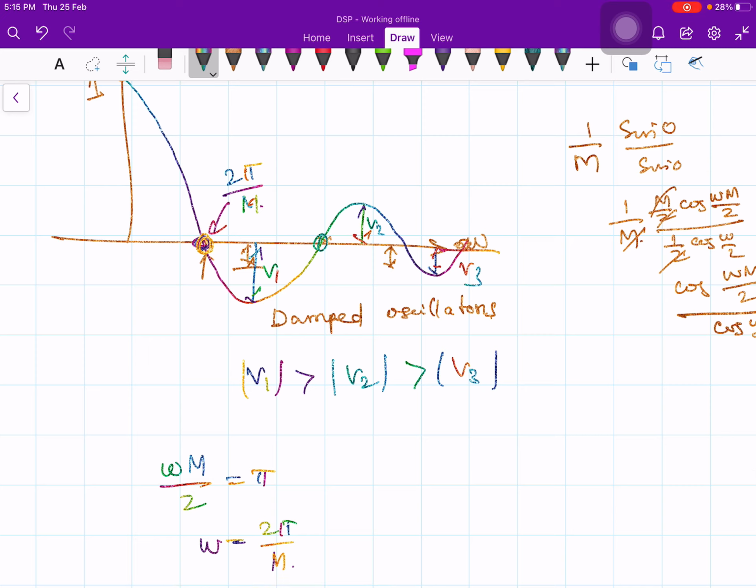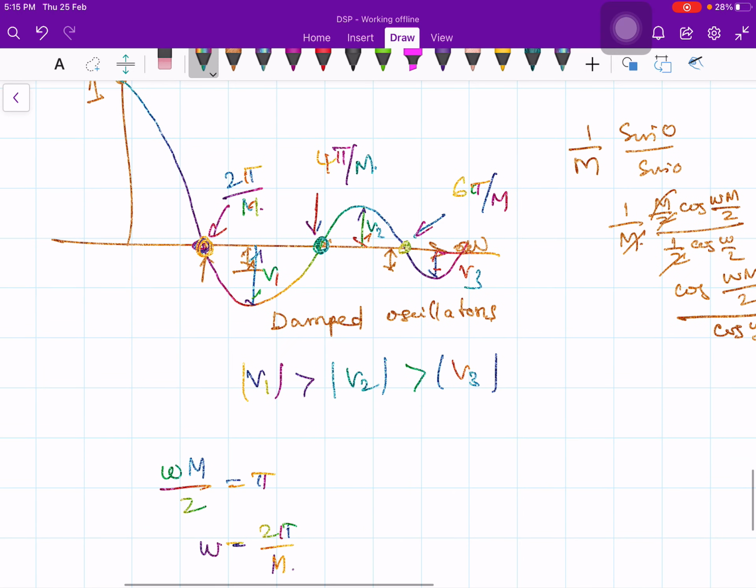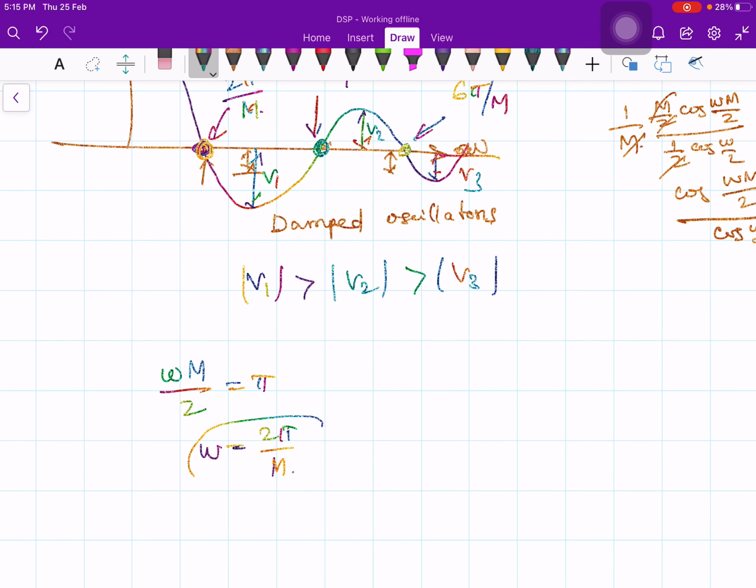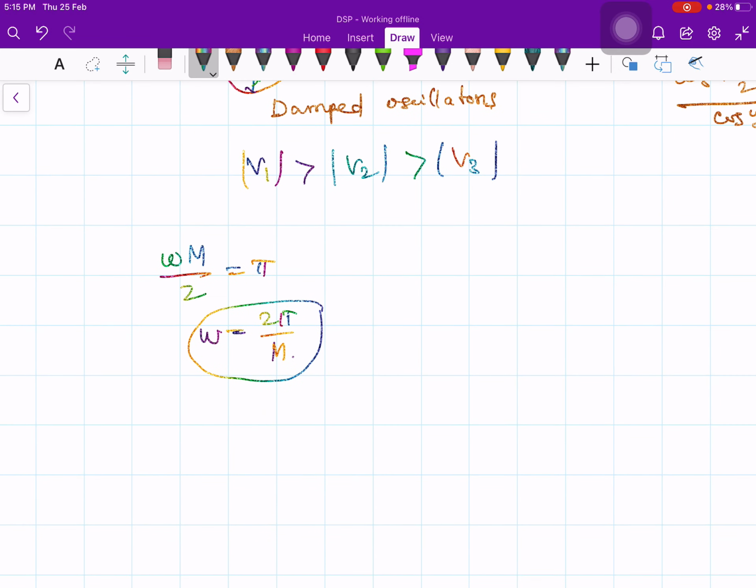And what about this point? This point is 4 pi by capital M, and this point is 6 pi divided by capital M, and so on and so forth. So when omega is equal to 2 pi by M, the numerator of this function becomes 0. Sin omega M by 2 will be 0. Therefore, omega is equal to 2 pi by M is the first 0. At omega equal to 2 pi by capital M, the denominator remains non-zero. So the denominator is not 0, but the numerator is 0.